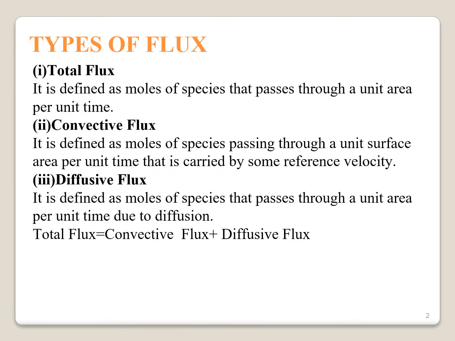Types of flux. Flux can be classified into 3 types. One is total flux or rate of diffusion. Second one, convective flux. Third one, diffusive flux or molar flux. One by one we will discuss. First one, total flux or rate of diffusion. It is defined as moles of species that pass through a unit area per unit time. So this is called total flux or rate of diffusion.